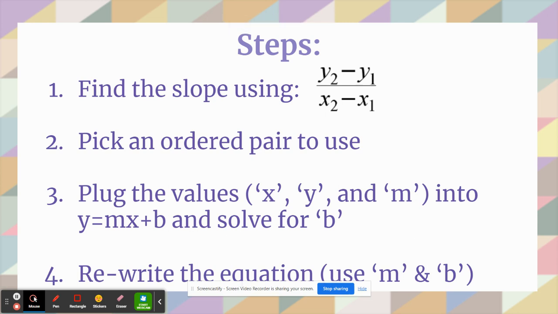Steps for writing an equation from ordered pairs when you don't have the y-intercept in the ordered pairs. So first you need to find the slope by using the formula. Next, you need to pick an ordered pair from the given ordered pair set.